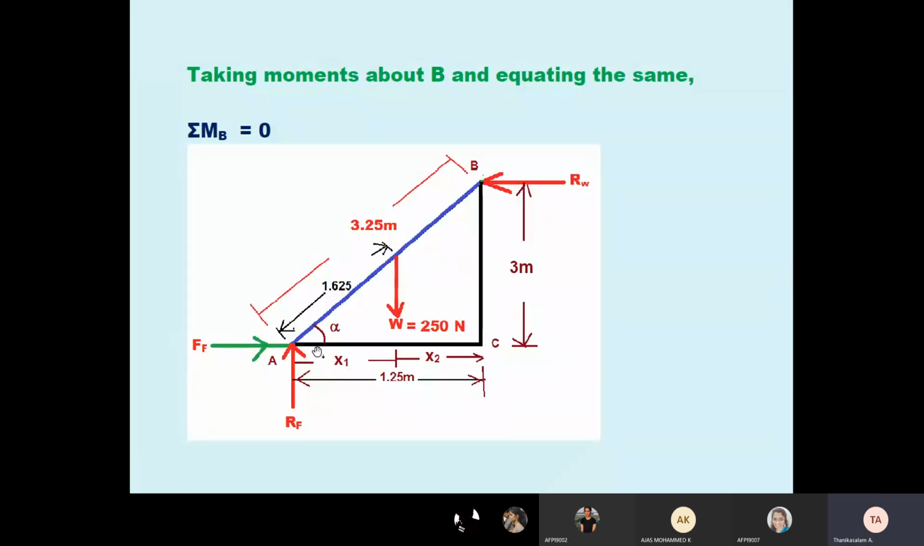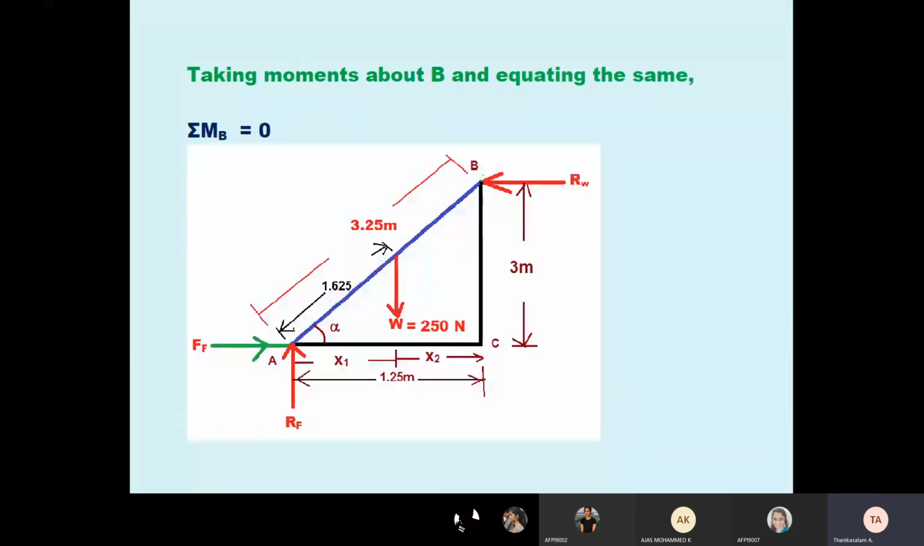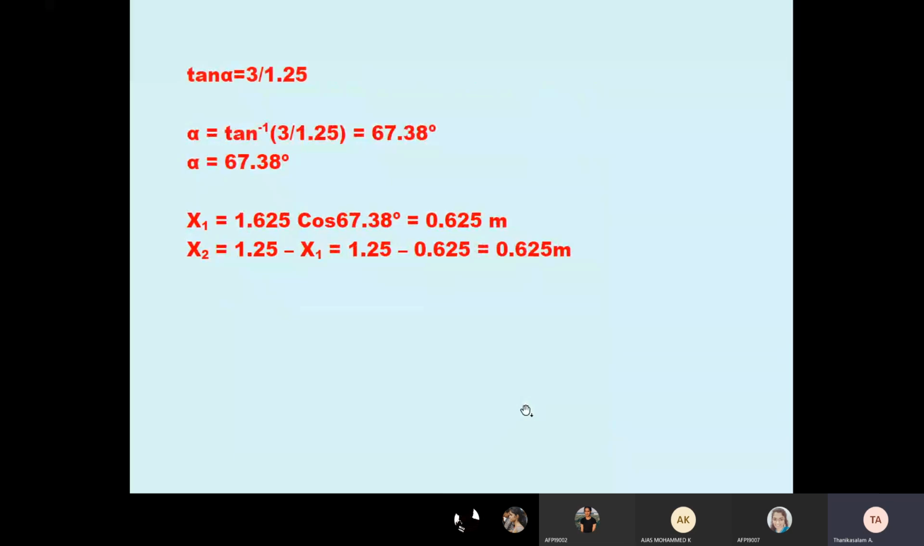Then FF is acting here. Take it directly horizontal at the C point. Therefore, FF into 3, that is also anti-clockwise. Students, before that you calculate x1, x2. How do you calculate x1, x2? Already we know we have to calculate alpha and x1, x2. The next step I have explained. So tan alpha equal to opposite by adjacent side, 3 divided by 3.25. Therefore alpha equal to 67.38.